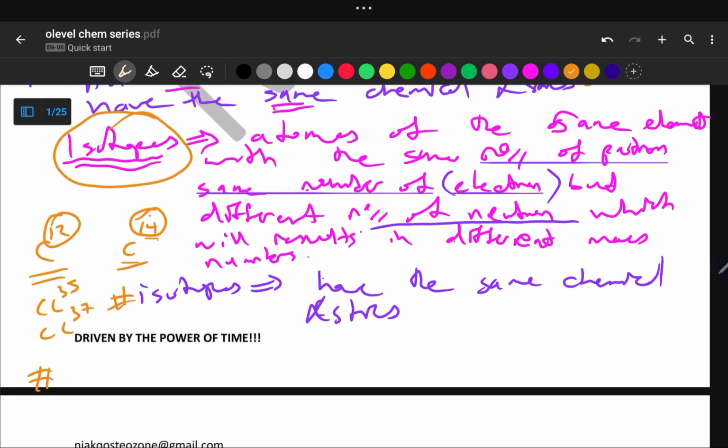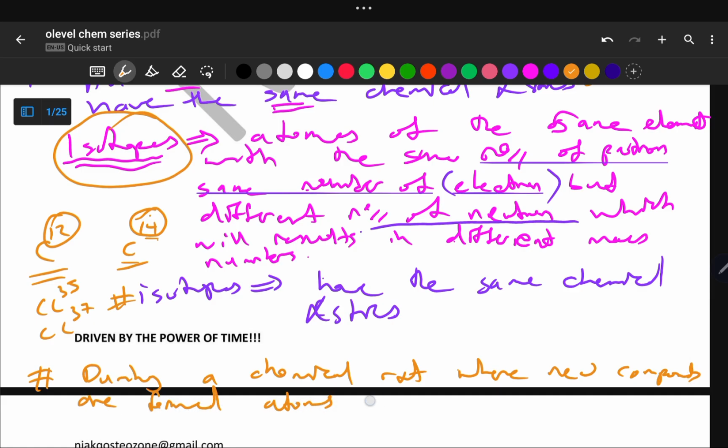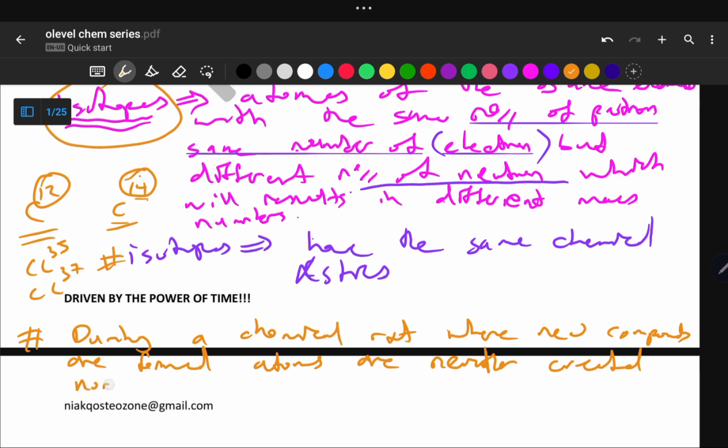And then we go on to the last one, the last postulation from Sir John Dalton. The last one says, during a chemical reaction, when new compounds are formed, atoms are neither created nor destroyed, but they are merely rearranged.